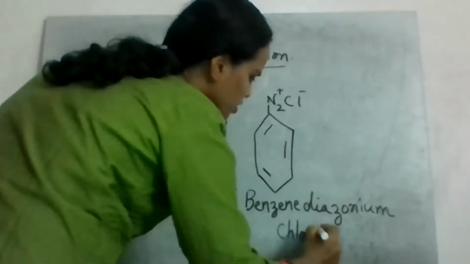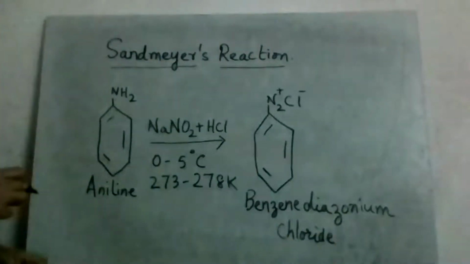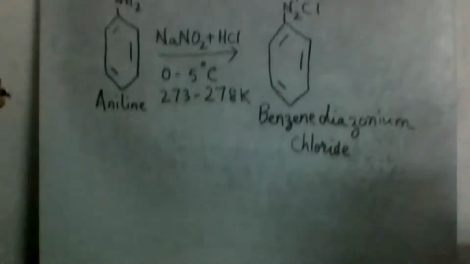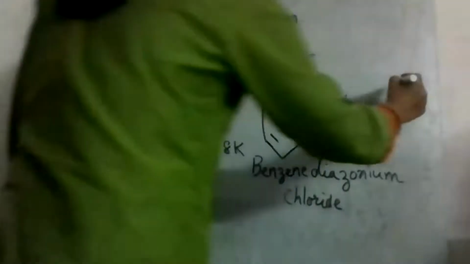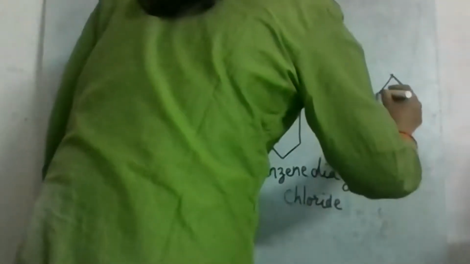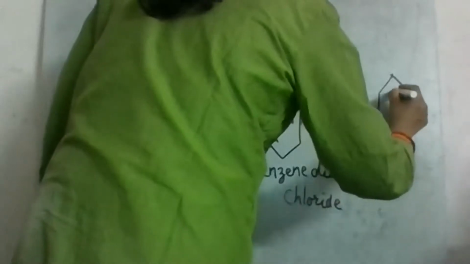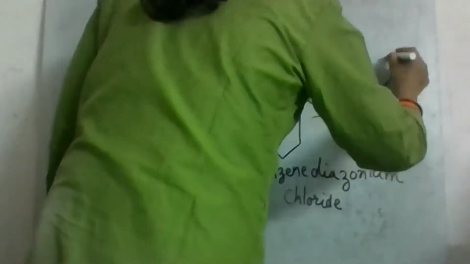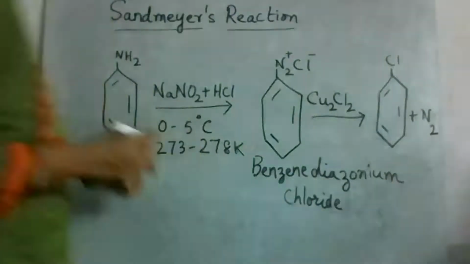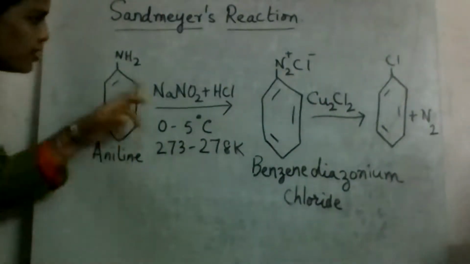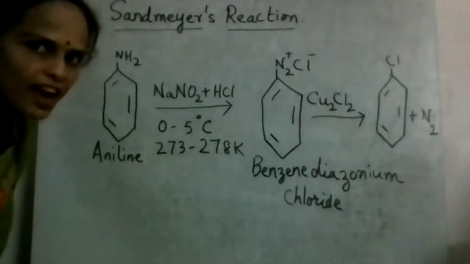This on treatment with Cu2X2 results in giving you halobenzene. So when I treat this benzene diazonium with Cu2X2, suppose I treat it with Cu2Cl2, it results in giving you chlorobenzene. Chlorobenzene is formed. Or it can be bromobenzene. If you take Cu2Br2, it will be bromobenzene, and nitrogen will be evolved. Nitrogen will be expelled. And this reaction is called Sandmeyer's reaction.